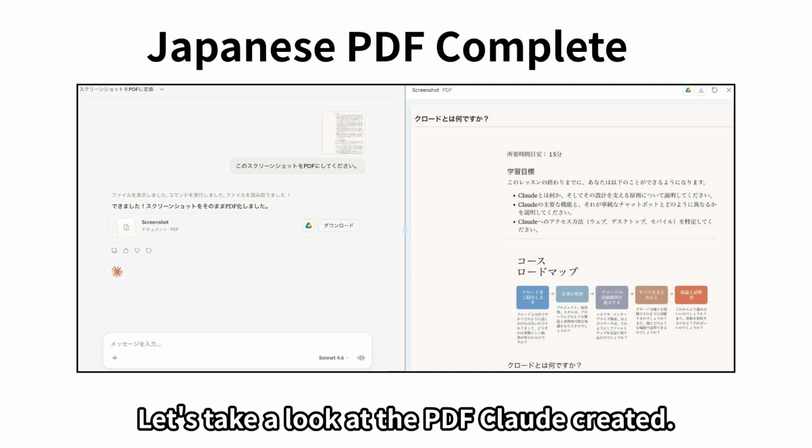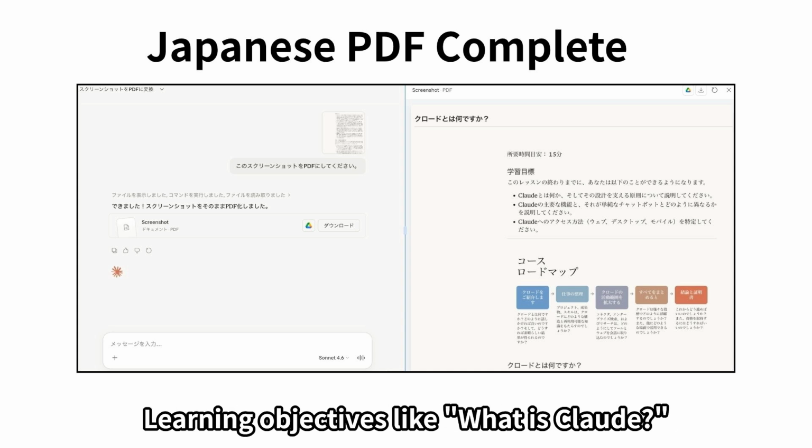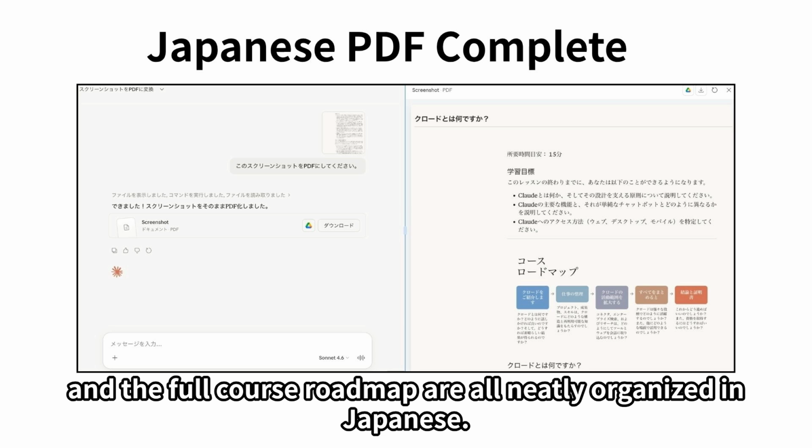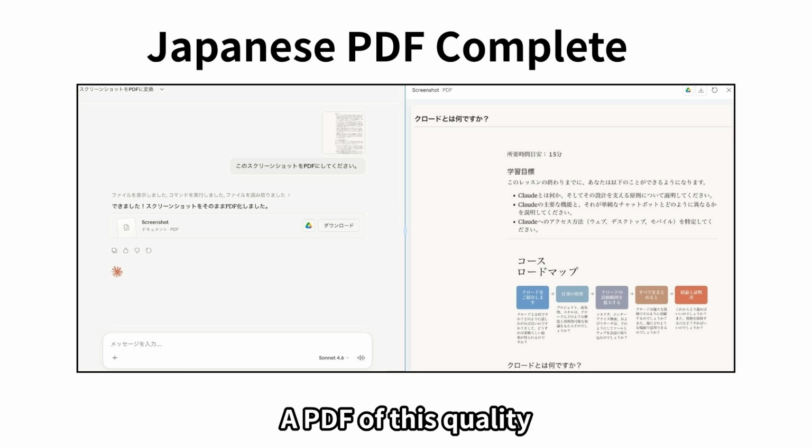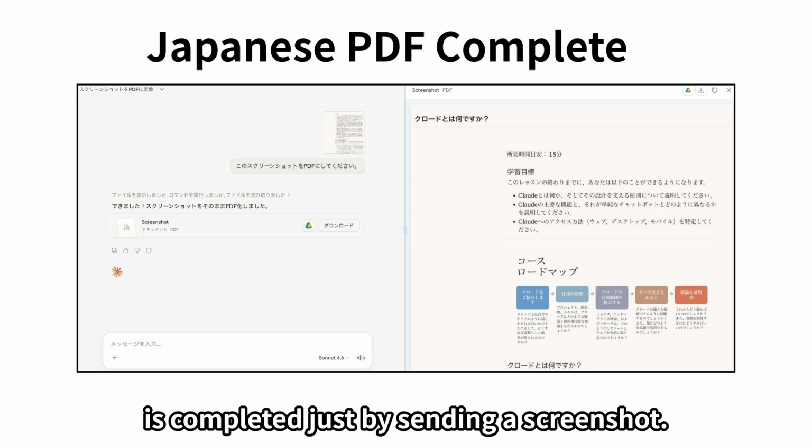Let's take a look at the PDF Claude created. Learning objectives like what is Claude and the full course roadmap are all neatly organized in Japanese. A PDF of this quality is completed just by sending a screenshot.